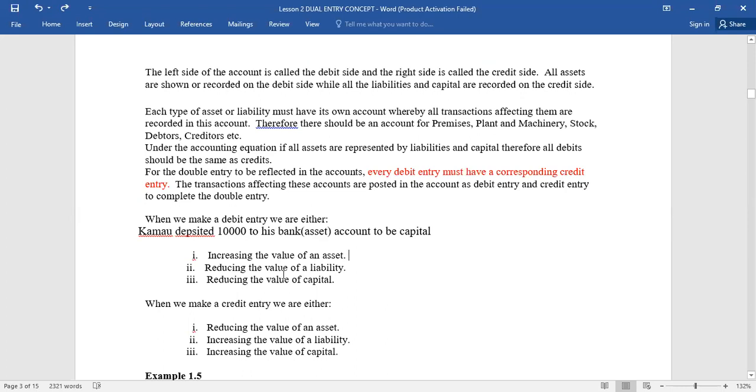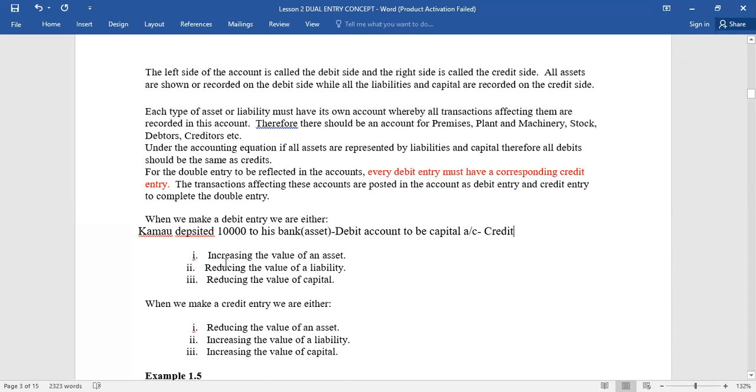Now we don't have a liability in this particular case, but if we had, for example, the amount that was deposited by Kamau. I want you to appreciate the double entry. For it to be double entry, I have debited this account, which is an asset. So I debit, and I come to the capital account and credit, the reason being my capital is increasing.